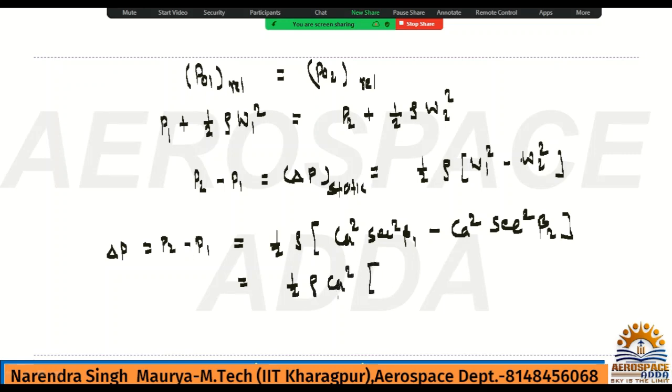Now if you check, this value is nothing but half rho CA square, and sec square beta 1 will be, if you check this formulation, 1 plus tan square beta 1. Right? So the 1 cancels out, both places we have it, so plus minus it will cancel out. So ultimately I am going to write tan square beta 1 minus tan square beta 2. Okay, and this is nothing but delta P. This is a very important formula.